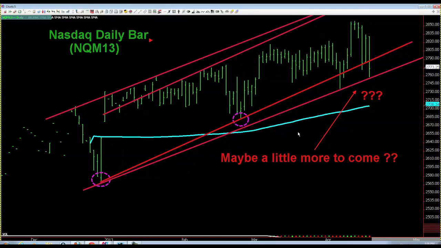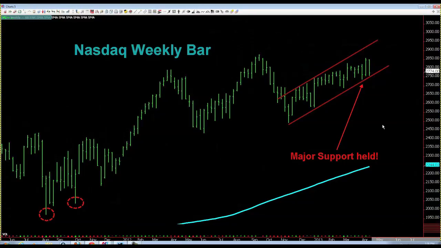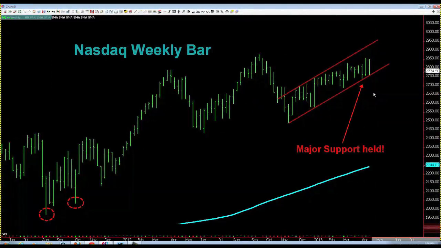Let's go to Nasdaq Weekly. On your Nasdaq Weekly, you have major support holding, not breaching. Major support holding. Nasdaq actually looks better than the other indices.